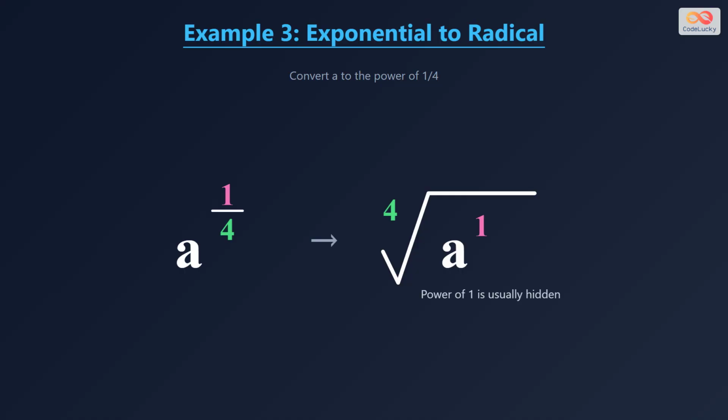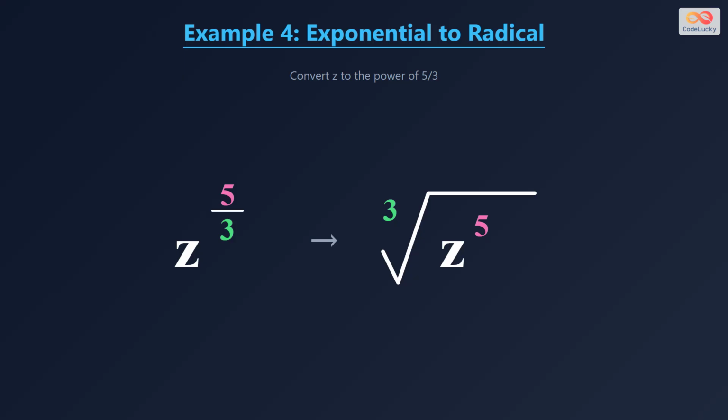We can also go the other way. Suppose we have a to the power of 1/4. The denominator 4 becomes our index, creating a fourth root. The numerator 1 becomes the power inside. Since a power of 1 doesn't change anything, we usually just write it as the fourth root of a.